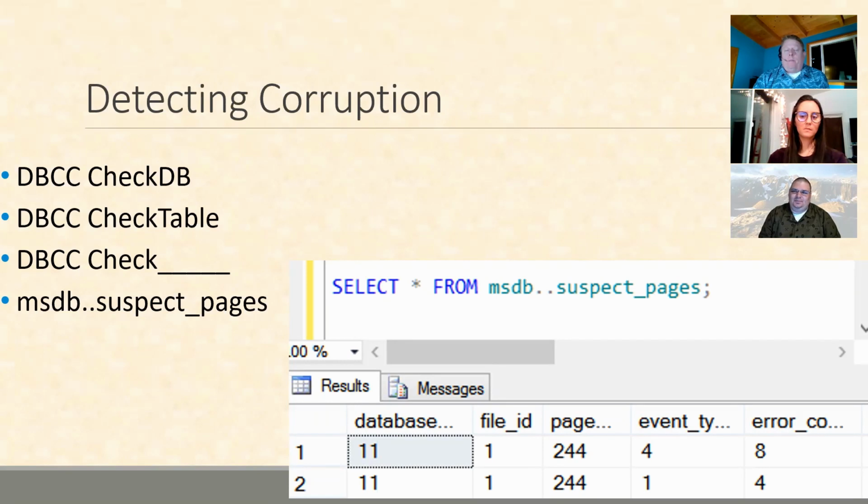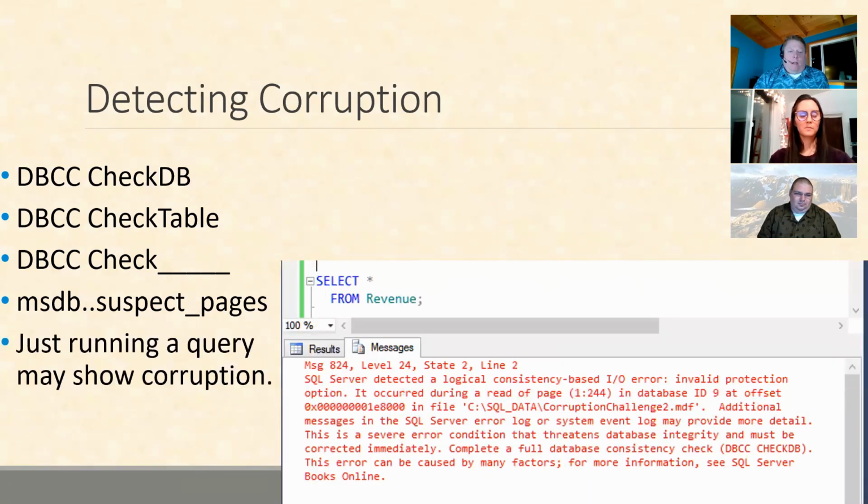Also, just running a query may show corruption. Select star from revenue, and you're expecting piles and piles of money from your company's revenue in your accounting database, but instead you get a logical consistency-based I/O error. Well, that's no good. Anytime you get red output like this, it really needs some attention.